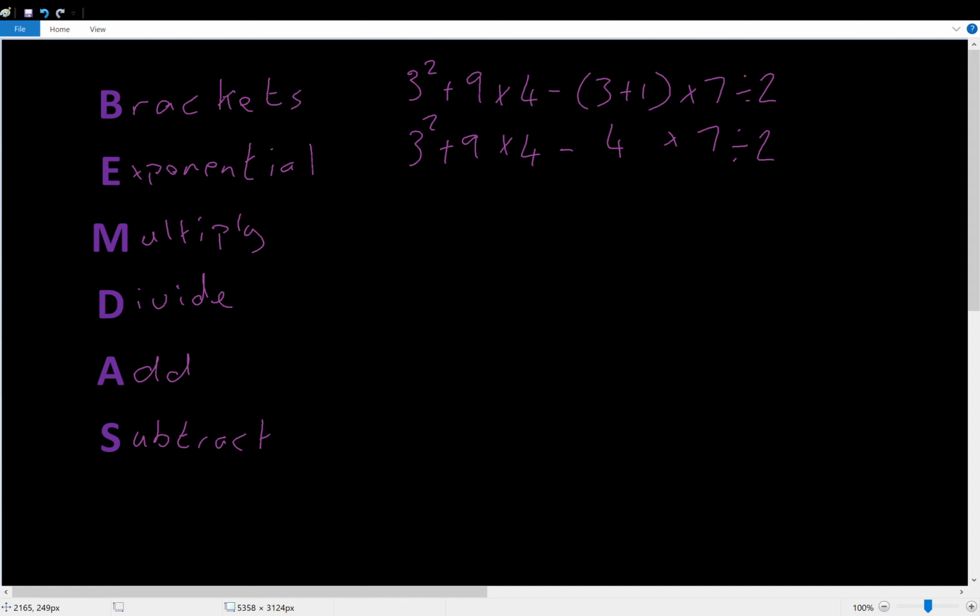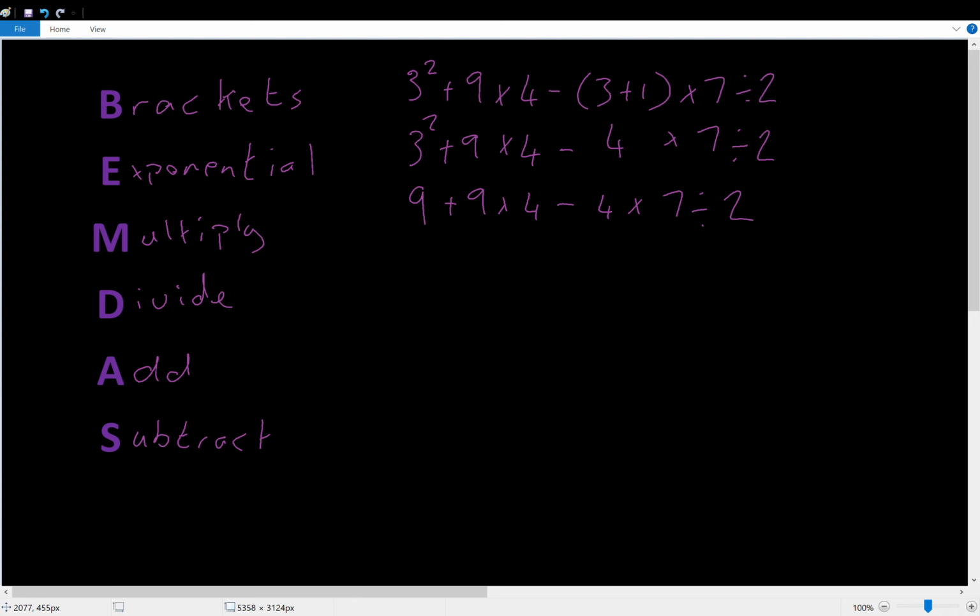Our next one after we've done our brackets is exponential. And that'll be our first term here, 3 to the power of 2, or 3 squared. That means it's 3 multiplied by 3, so we get 9. So 9 plus 9 multiplied by 4 minus 4 multiplied by 7 divided by 2. So that's our exponential.